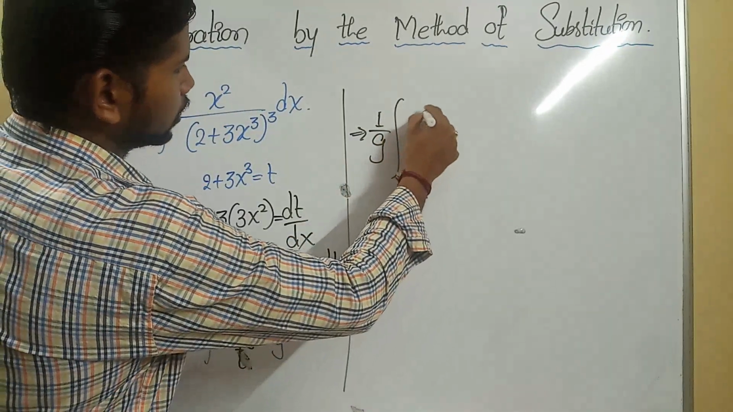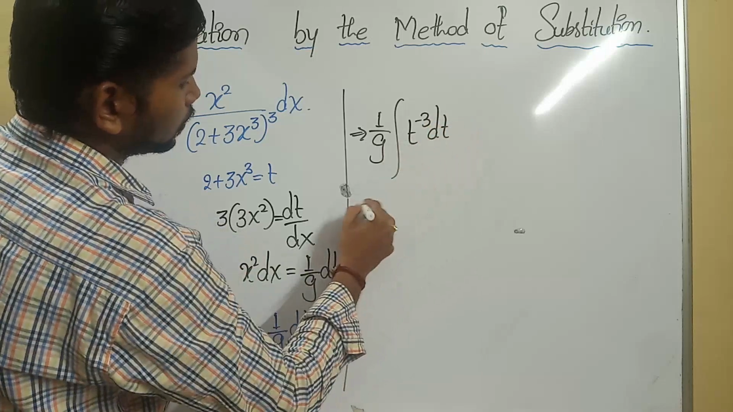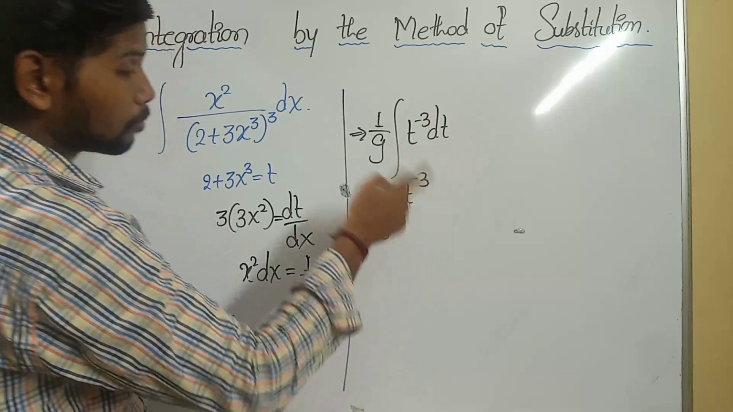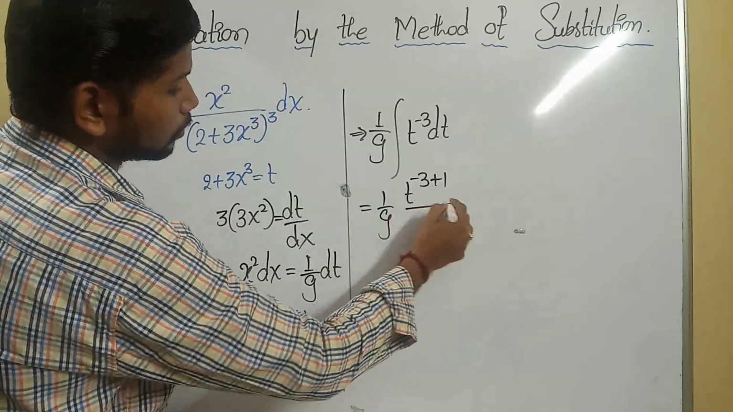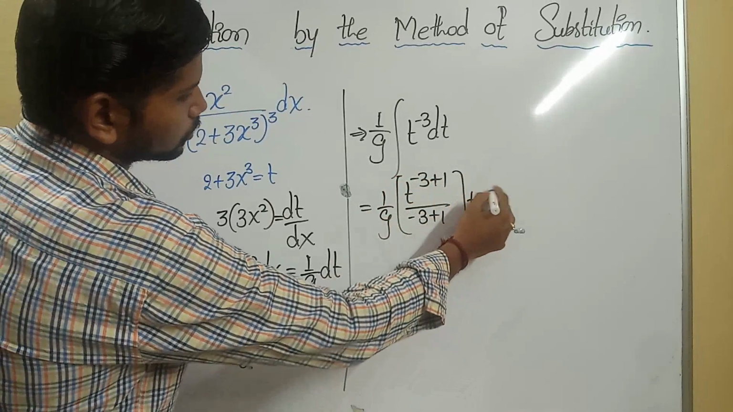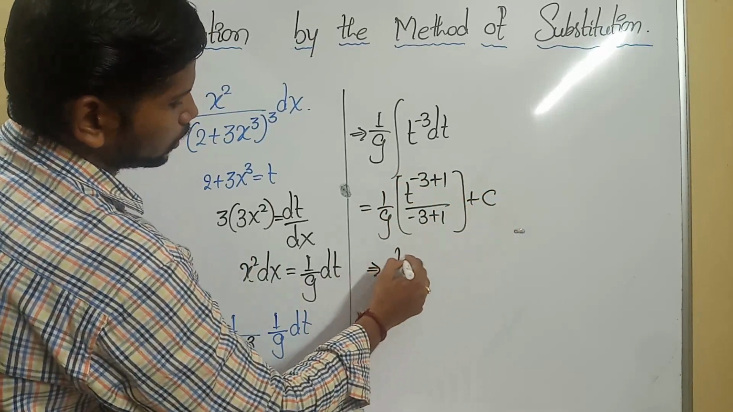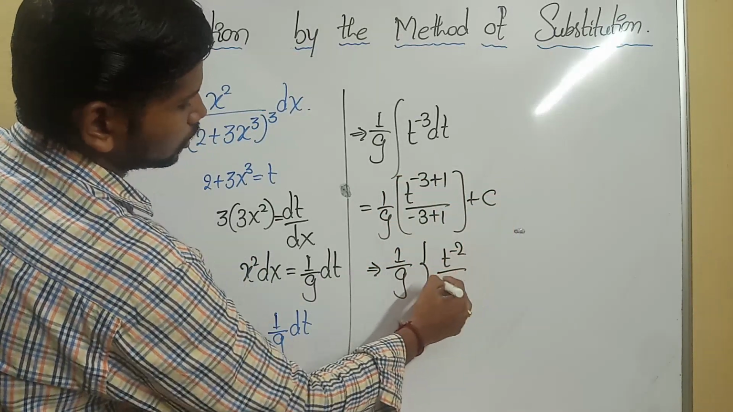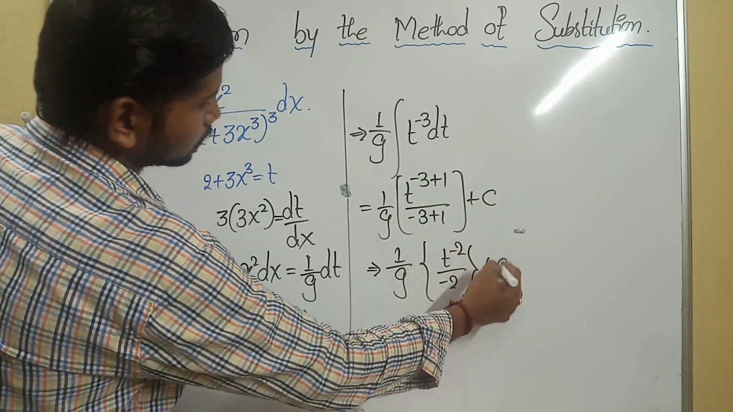Integral of t to the power minus 3 into dt, with 1 divided by 9 outside. The integral of t to the power minus 3 will be t to the power minus 3 plus 1 divided by minus 3 plus 1, plus c. So it is 1 divided by 9 times t to the power minus 2, where the denominator will be minus 2, plus c.